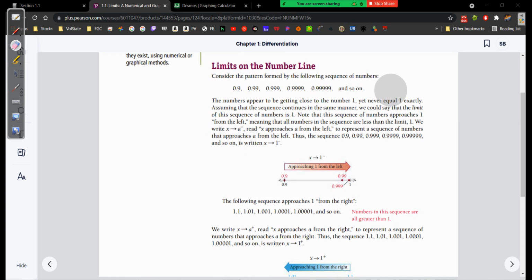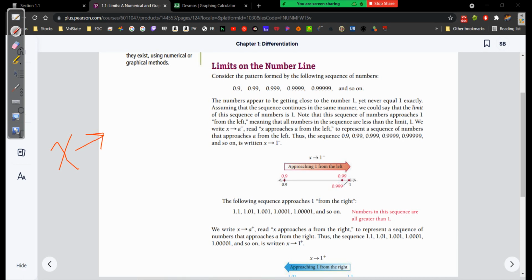Note that this sequence of numbers approaches 1 from the left. All right, let's continue. Approaching 1 from the left means that all numbers in the sequence are less than the limit 1. We write x and then the arrow. Right. What that means is x approaches.